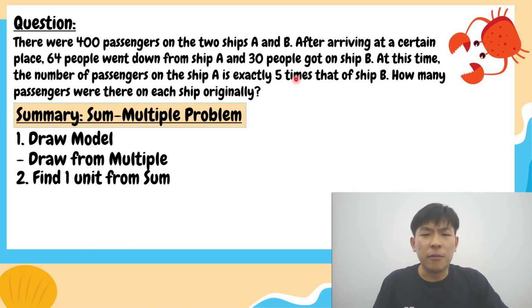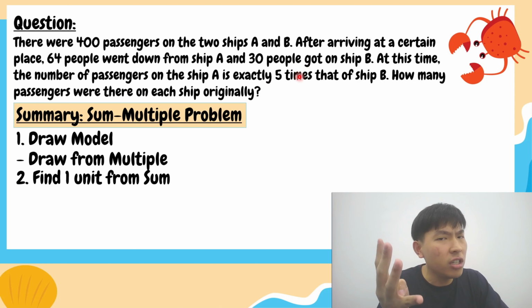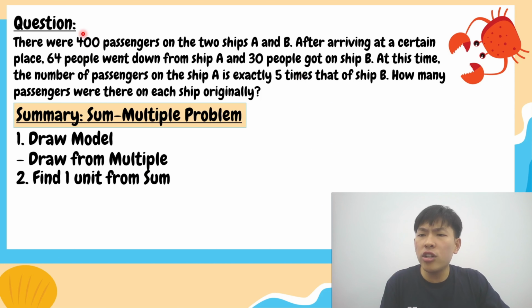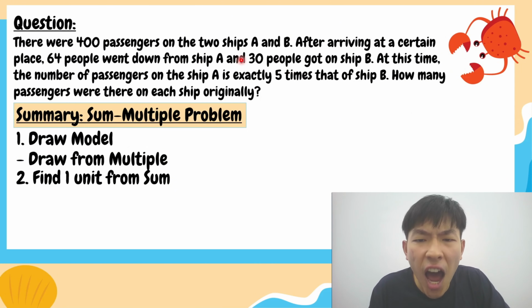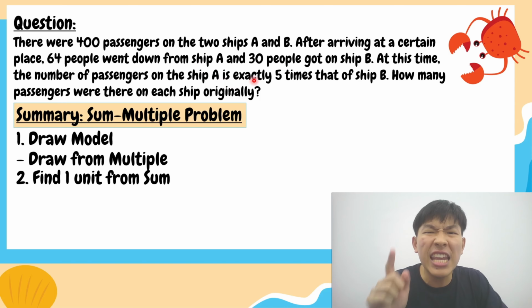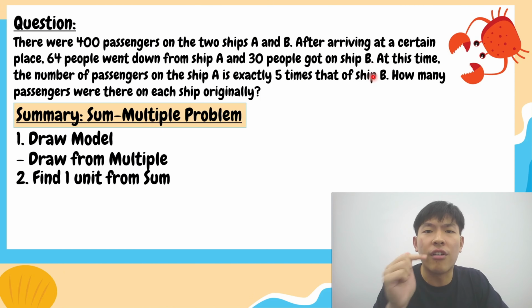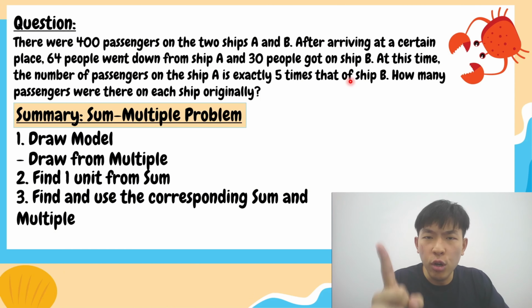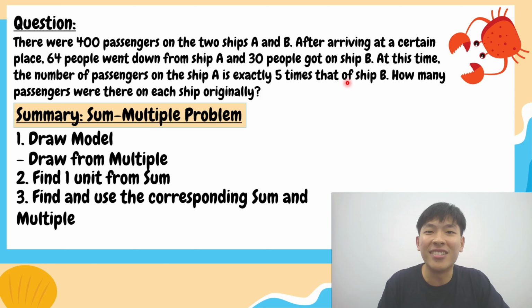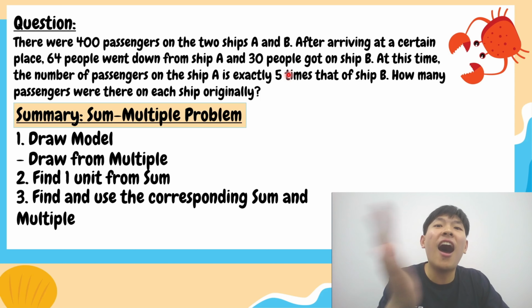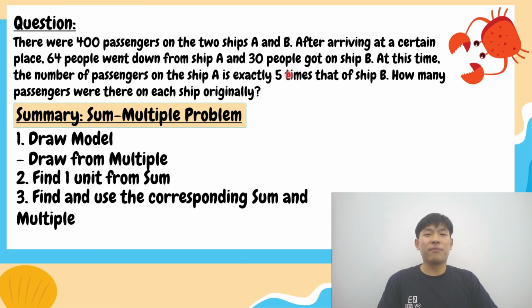Now, here, when the number of passengers on ship A is actually 5 times that of ship B, is the sum 400? It's not. 400 is before. This means that we have to make sure that we find the sum of the number of passengers on ship A and B correctly when it is 5 times. Find and use the corresponding sum and multiple. We cannot use 5 times then the sum is 400. No. We must find the correct sum after the change. So that is a summary of this question.